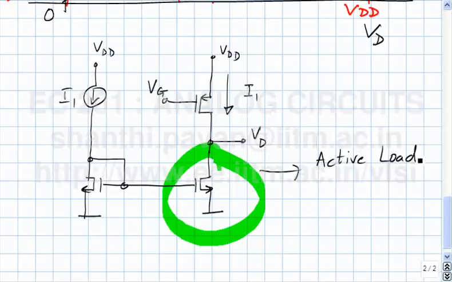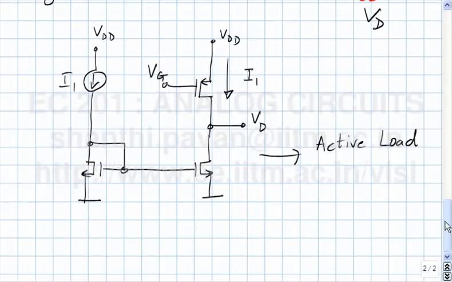The name is quite a misnomer simply because the characteristic of this green circle is still a passive characteristic. The reason it's called an active load is because you are operating the transistor in the active region. Now try and find the incremental gain when the transistors are all operating in the active region.